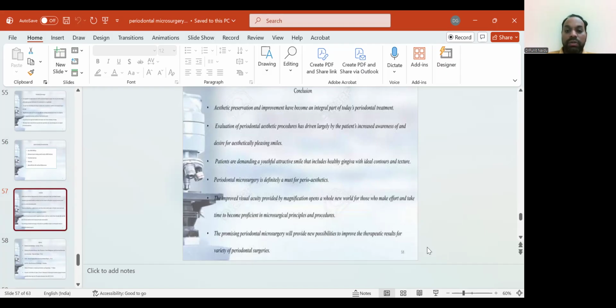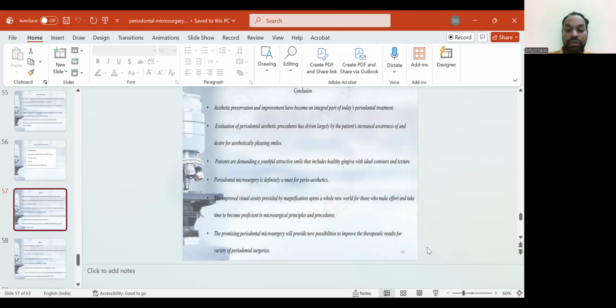Aesthetic preservation and improvement have become an integral part of today's periodontal treatment. It helps in evaluation of periodontal aesthetic procedures and is driven largely by the patient's increased awareness and desire for aesthetically pleasing smiles. Patients are demanding a youthful, attractive smile that includes healthy gingiva with ideal contours and texture. Periodontal microsurgery is deemed a must for perio aesthetics.